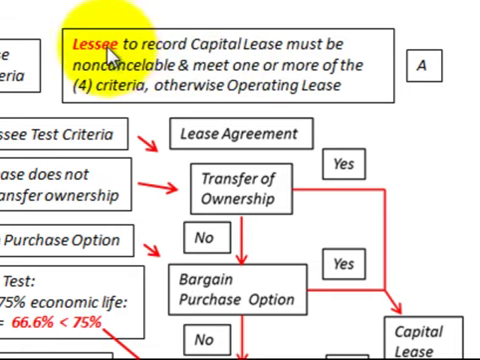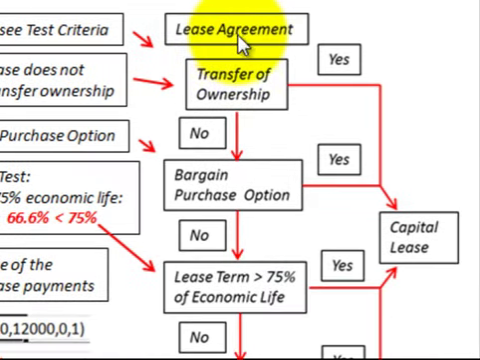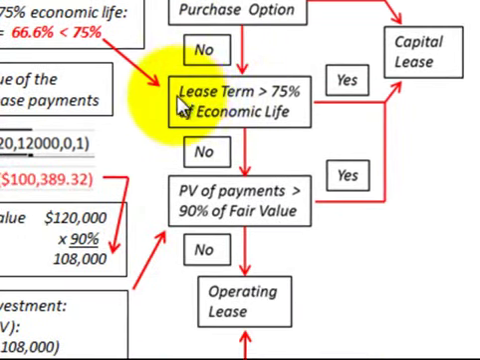So first, for the lessee to record it as a capital lease, the lease must be non-cancelable and it must meet one or more of the 4 criteria that we're going to look at. Otherwise, it would be classified as an operating lease. Looking at our lessee's test criteria, first, is there a transfer of ownership with this lease? Second, is there a bargain purchase option? Third, is the lease term greater than 75% of the economic life? And number 4, is the present value of the minimum lease payments greater than or equal to 90% of the fair value of the leased asset?